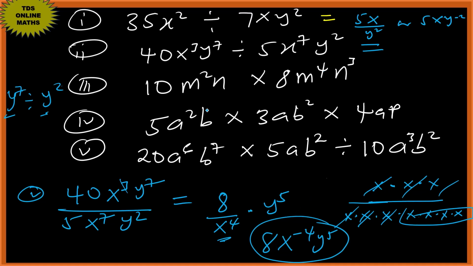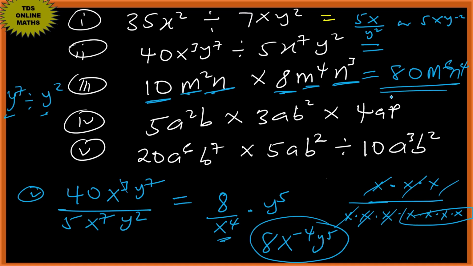Now the third one, we have 10 times 8. So we have 80. So m squared, m to the power 4, we have m to the power 6. N cube n, so we have n to the power 4. So that is the answer.